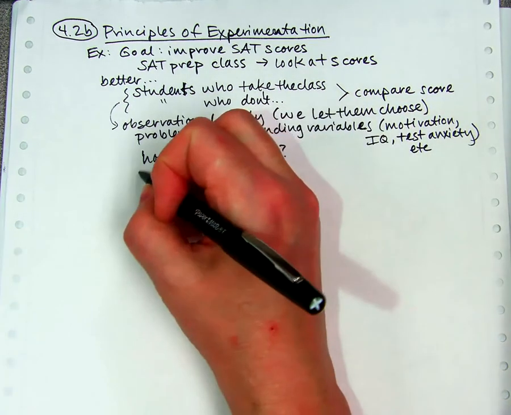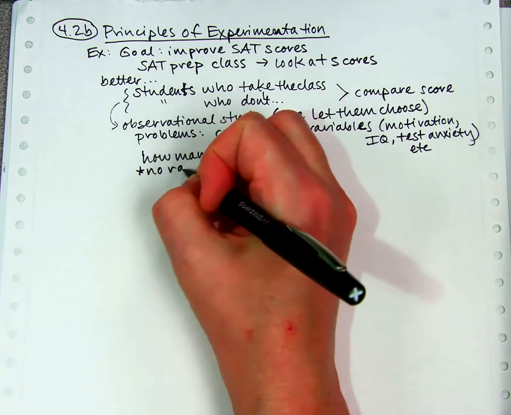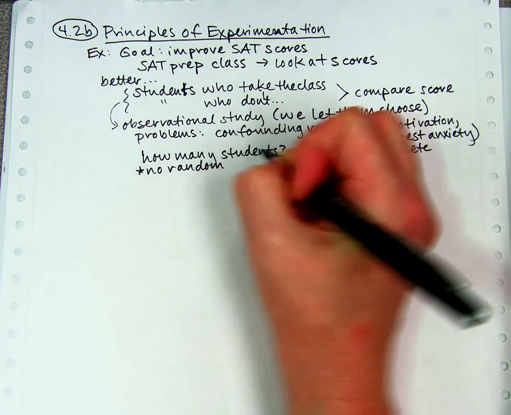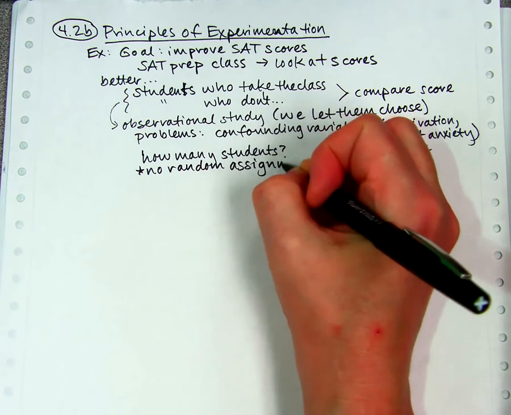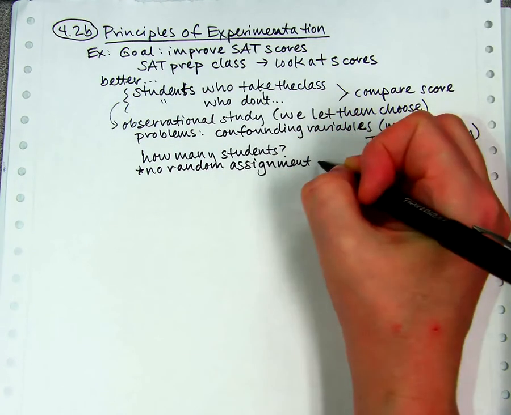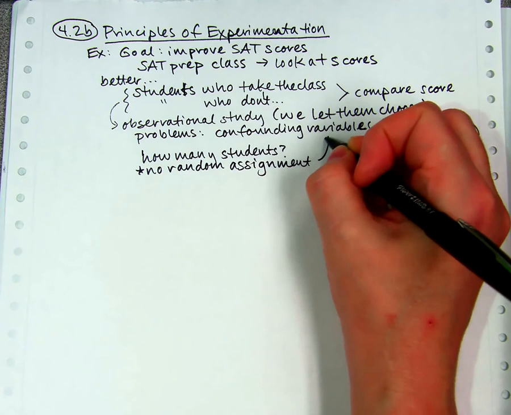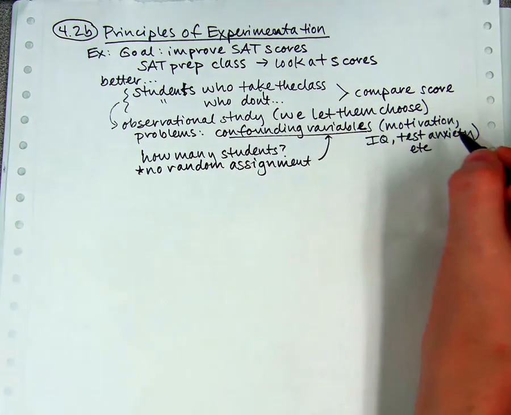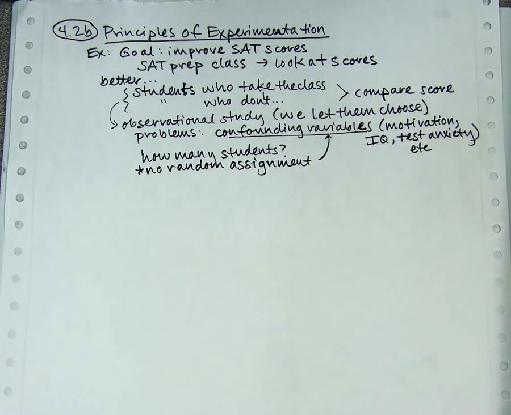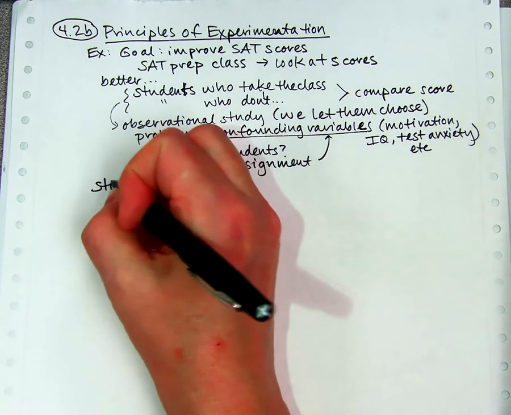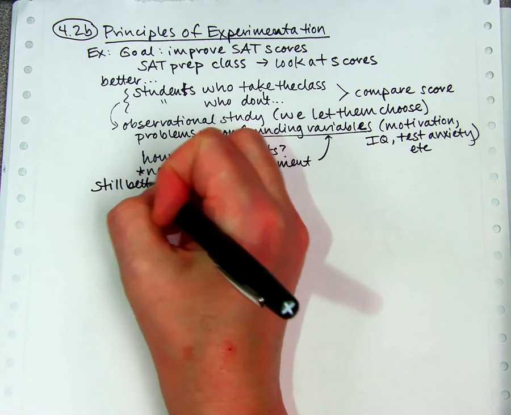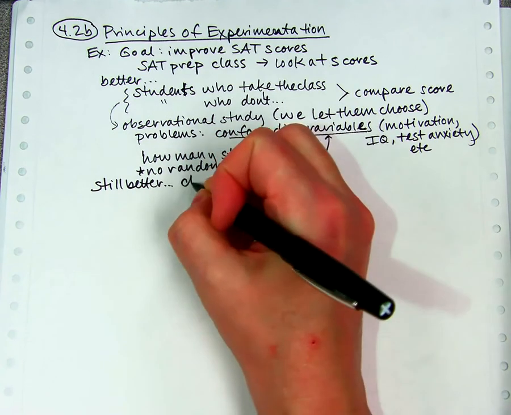And then the biggest difference is there's no random assignment yet. So we're going to make it better again. And because there's no random assignment, I can't tell if these confounding variables are actually causing the better scores for one group or not. So still better would be to change this to an experiment.